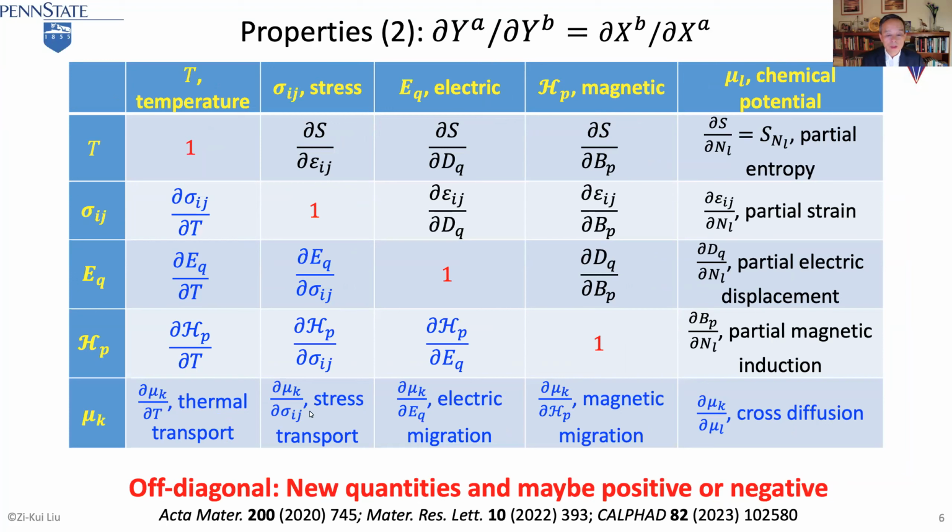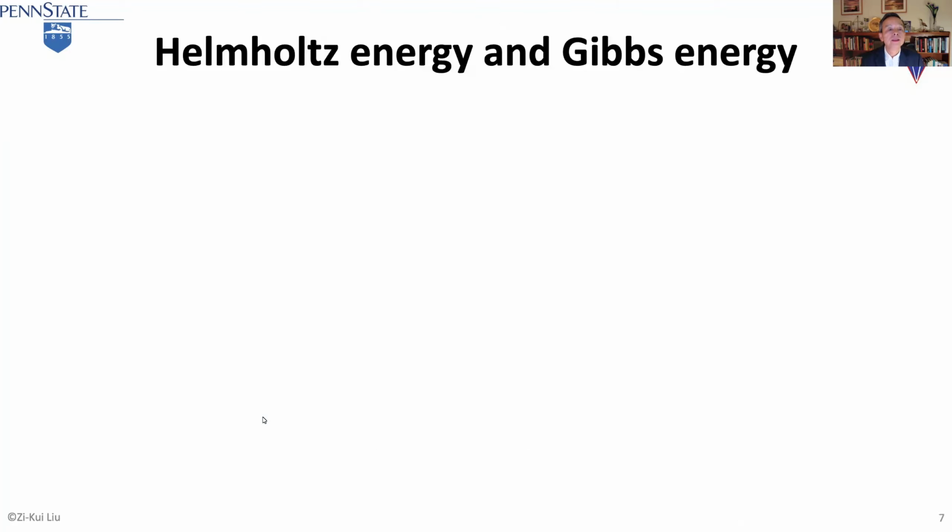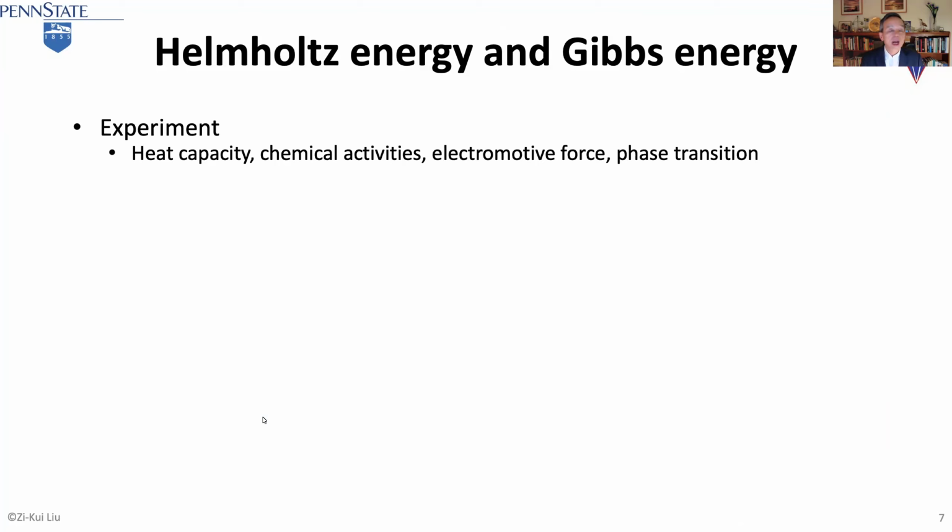So these blue ones are the very important new set of derivatives, which are very important for the properties of functional materials. So when we talk about free energy, there are usually two of them which we use often. They are Helmholtz energy and Gibbs energy. So how do we get them?